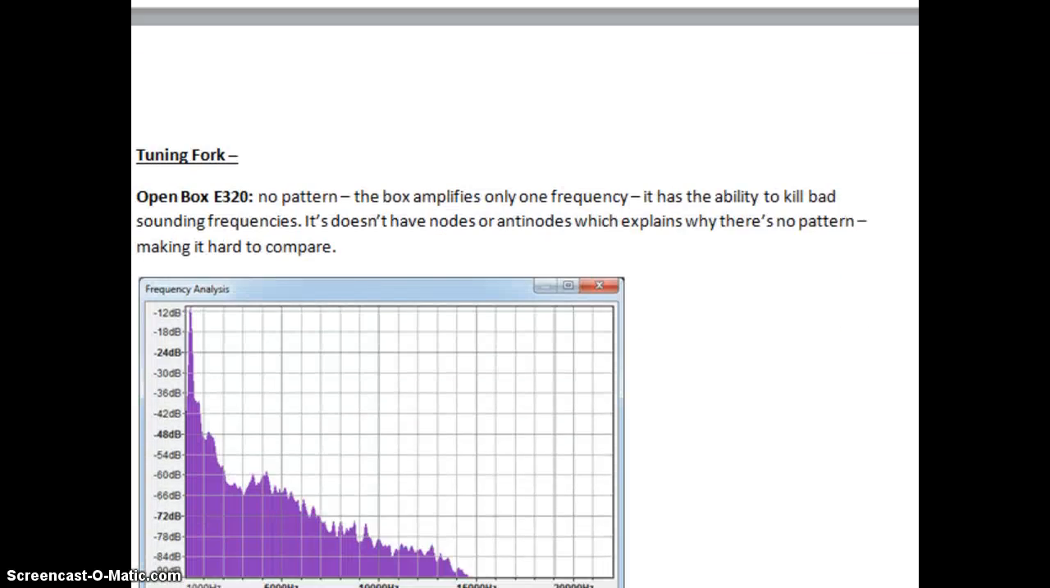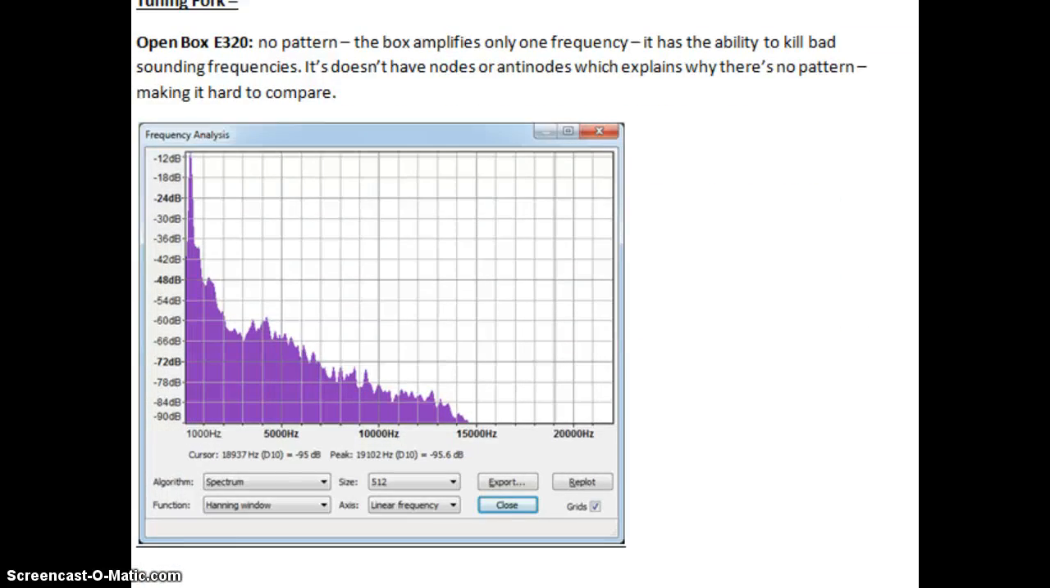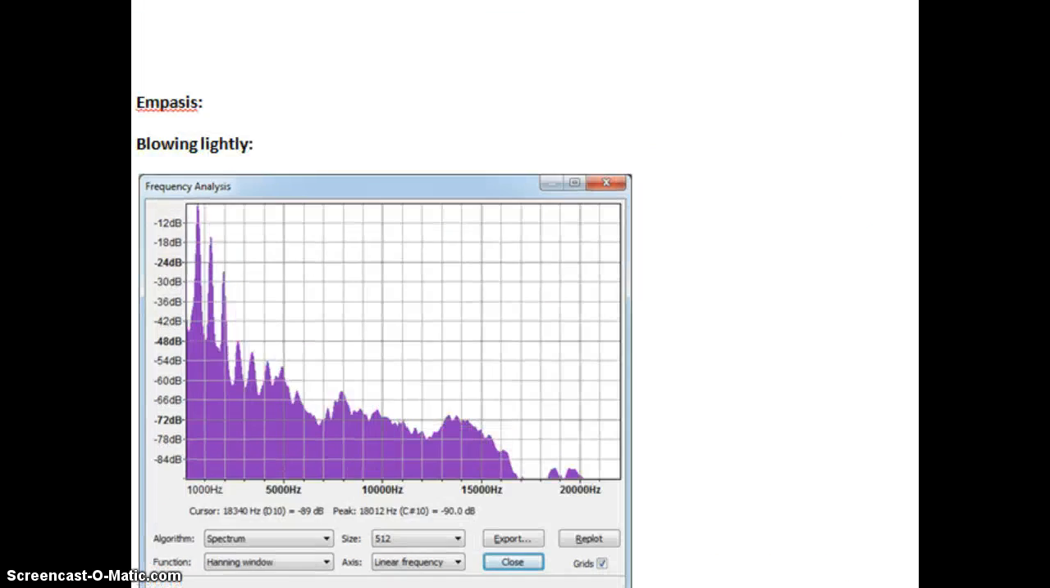Then we also experimented with the way tuning forks work, because they don't have the patterns that tubes and standing waves and strings do. And we basically just found no pattern because it acts weird. The tuning fork has a box that amplifies only the frequencies that it likes, and it has the ability to kill the bad sounding frequencies, which means it doesn't have nodes or antinodes, which explains why there's no pattern, and it makes it hard to compare to things like the wooden flute.